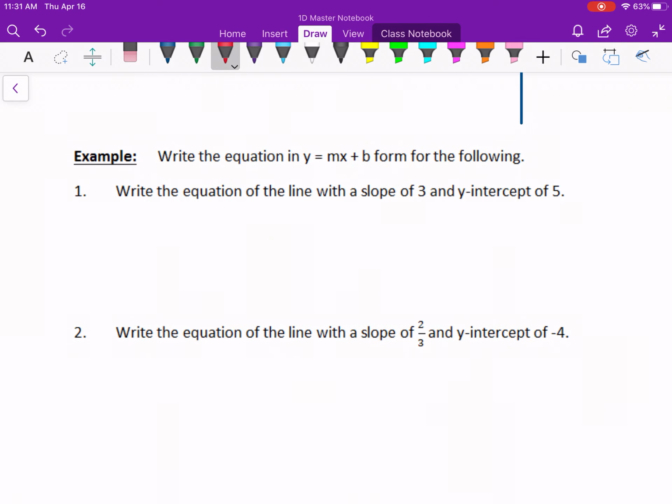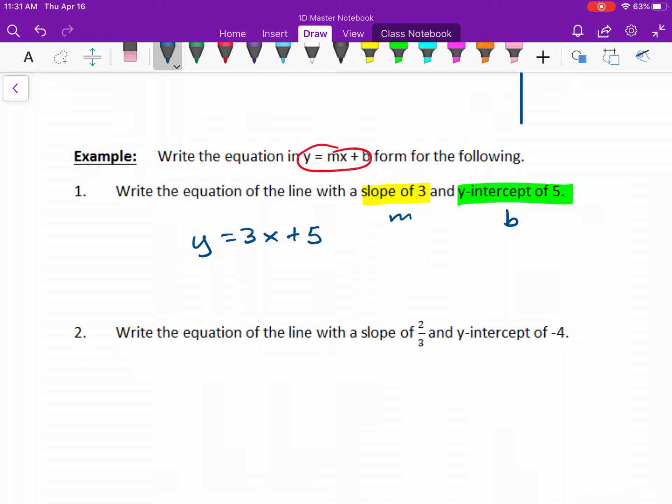Write the equation in y equals mx plus b form for the following. So something with a slope of 3 and a y-intercept of 5. Okay, well, slope is m, y-intercept is b. We want to put everything in this form, so we just put them in the correct place. Y equals 3x plus 5.